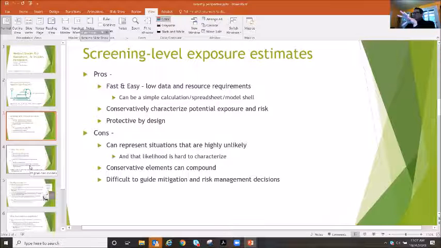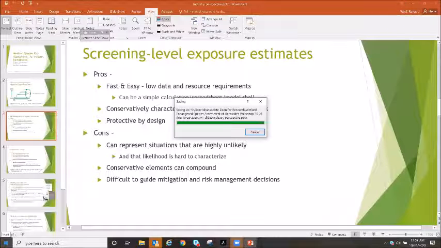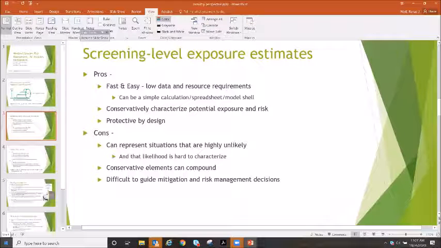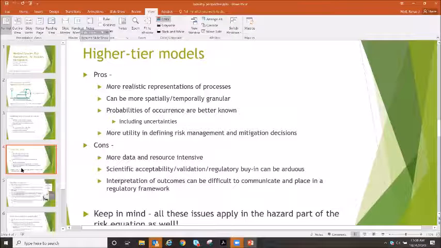And we sort of refer to this as the conservative elements. For example, in the models that were talked about at the very beginning, the water body is assumed to be right next to the field, which could happen, yes, but how likely is it to happen, we don't really know. So those conservative elements can compound, and so if you're trying to guide mitigation and make risk management decisions at a more detailed spatial scale, for example, that can be difficult with the screening level model.